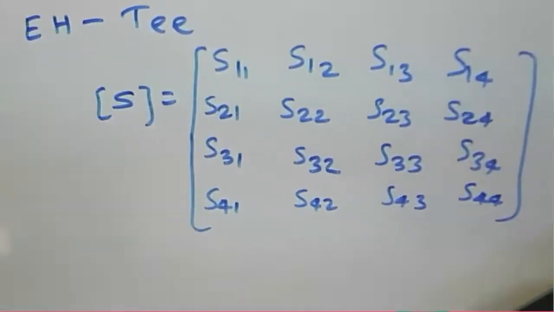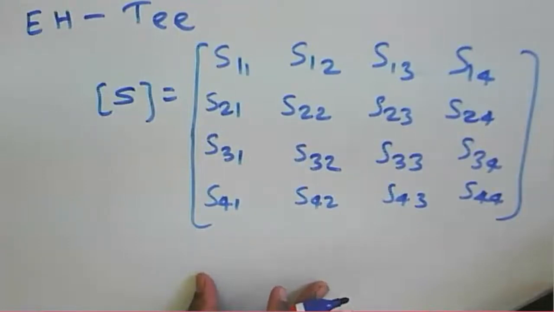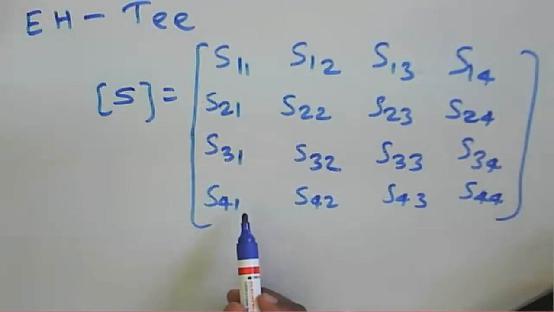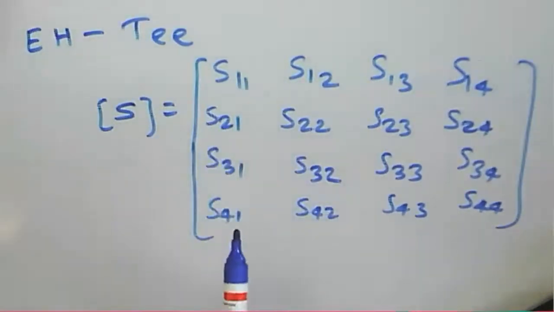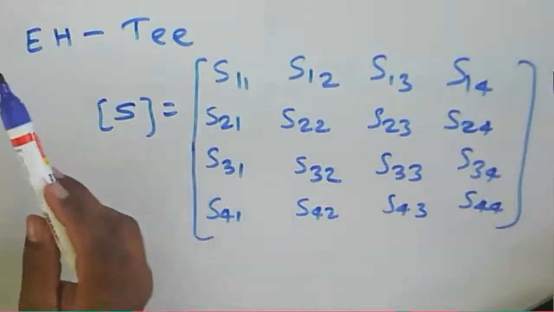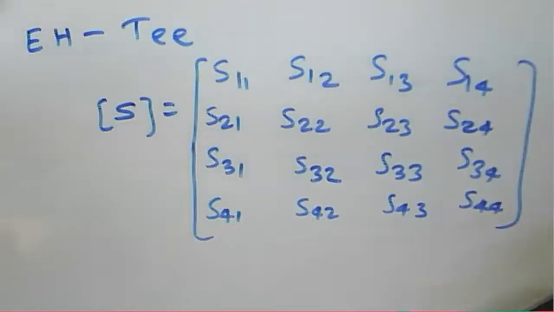Now this one is the S matrix for the magic T. So we need to consider how to derive all these components of the S matrix for this magic T. So we'll see these derivations of the magic T. Okay, thank you here.